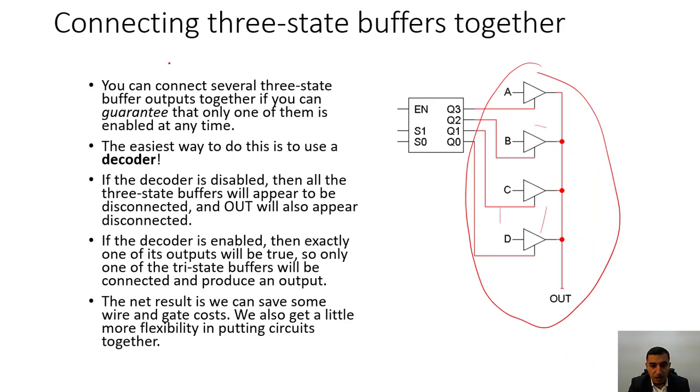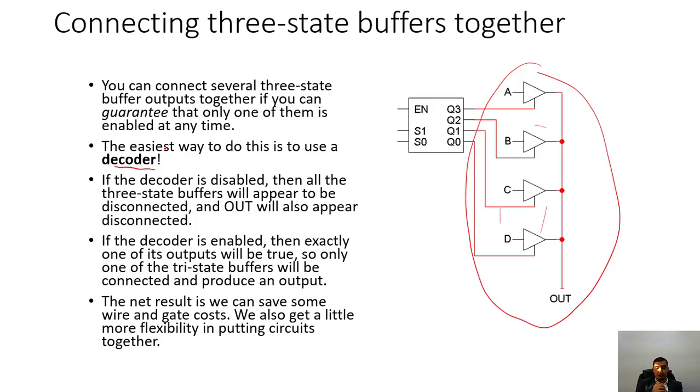So you can connect several 3-state buffer outputs together if you can guarantee that one of them is enabled at any time using the decoder. This is the easiest way to do that, using the decoder. The decoder, again, will guarantee that only one output is high at any time.